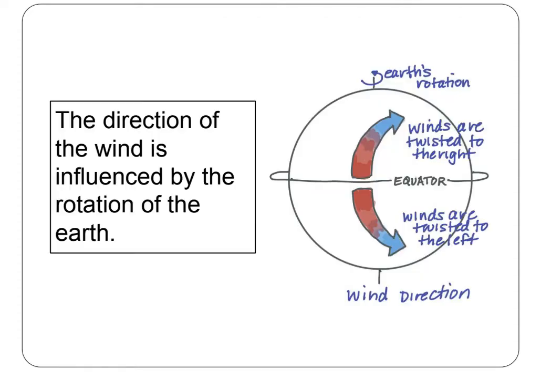The bigger the low pressure space becomes, the faster and more forceful the winds will be as the cooler air moves in. The direction of the wind is influenced by the rotation of the earth. As the earth spins, it twists the air currents, deflecting them to the right or left, depending on whether you live in the northern or southern hemisphere. This is called the Coriolis effect, and it determines the direction of the prevailing winds.